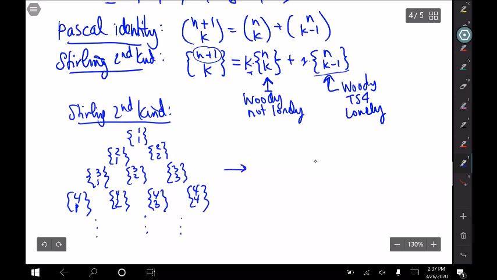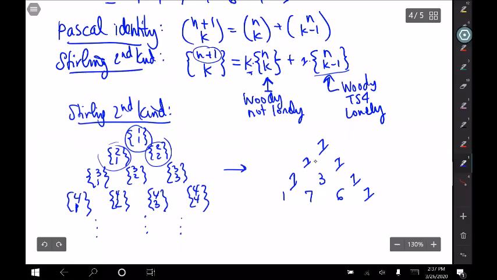We already did the fourth row, right? 1, 7, 6, 1. It's very easy to come up with the row above that: 1, 3, 1, and the one above that. If you have two objects and one box, there's only one way to pack them. Two objects, two boxes, one way to pack them. One object, one box, one way to pack them.